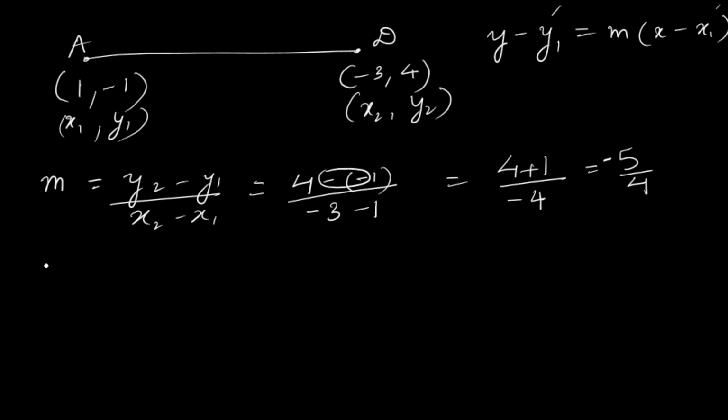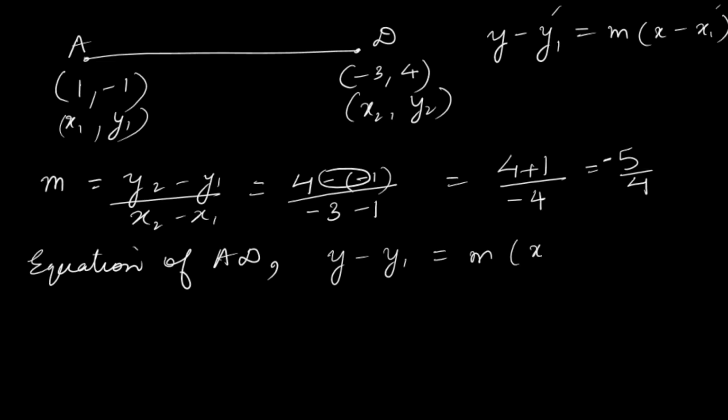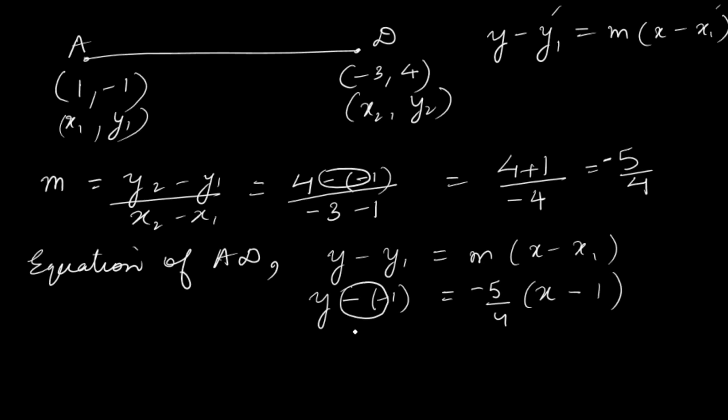Now let's write the equation of AD. y minus y1 is equal to m into x minus x1. So y minus y1, where y1 is minus 1. M is minus 5 by 4. So the slope we have found is minus 5 by 4. X minus x1, x1 is equal to 1. Again two signs together we can make a single sign. So this will become y plus 1.